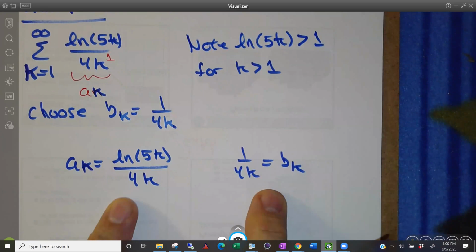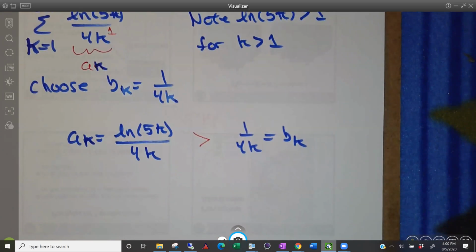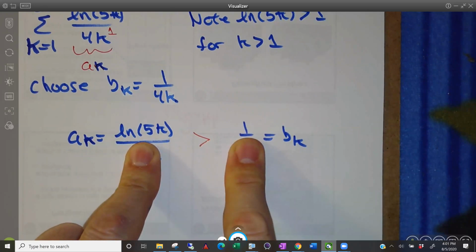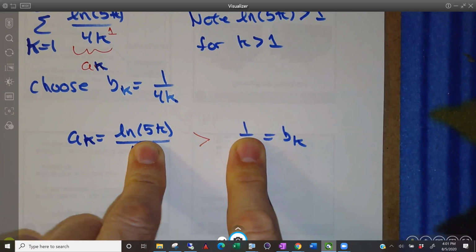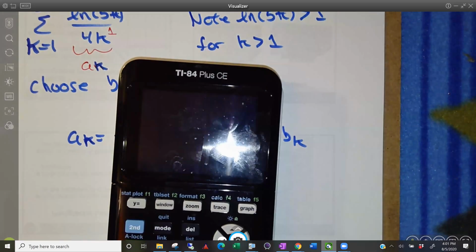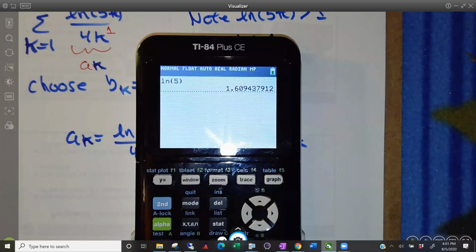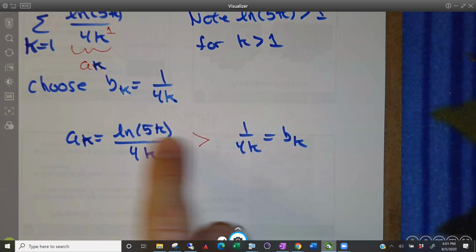How do these things compare? A sub k is greater. Yes, a sub k is greater. How is it greater? Well, the denominators are the same, right? So the bigger one is going to be whatever numerator is bigger. And ln of 5k is going to be bigger than 1. I mean, you just take the natural log of 5 on your calculator. ln of 5 should be 1 point something. There you go, 1.609. The next term you put in here, k equals 2, is going to be ln of 10. And these numbers are just going to keep on getting bigger. So the natural log here is going to be bigger than 1 for all values of k. Does that help out?